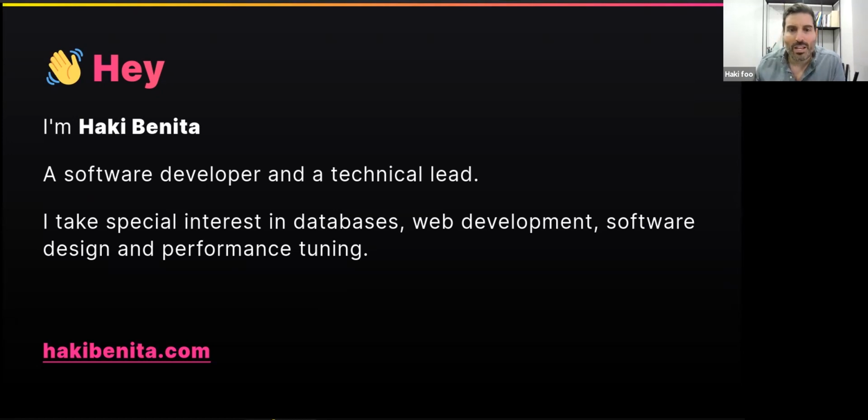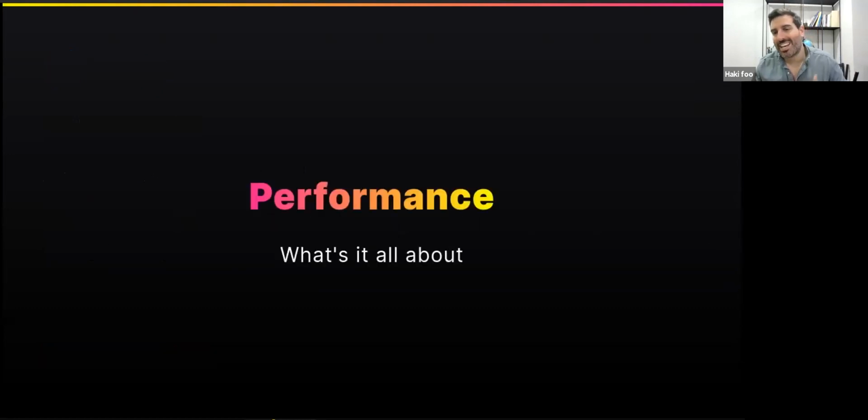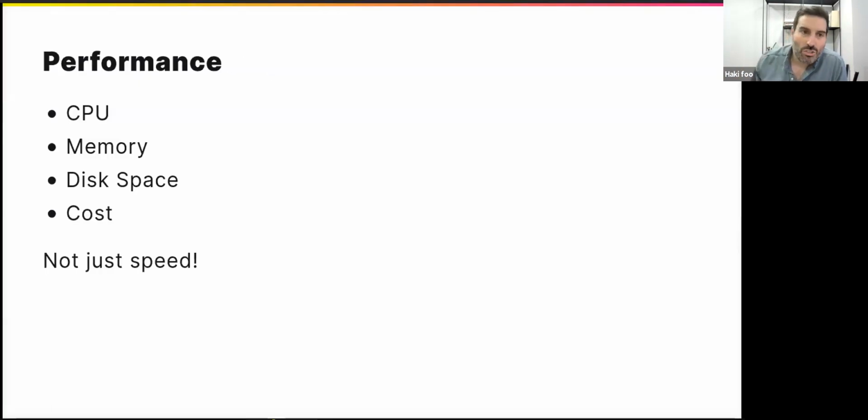So before we start, I want to take a second and talk about this thing called performance. Usually when we talk about performance, we think about speed, but in fact, there's more to performance than just making things faster. So performance to me is what is the best way to balance all the different resources at our disposal. So for example, you have CPU, you have memory, you have disk space, and all of these things cost money. So you also have the cost that you want to optimize for.